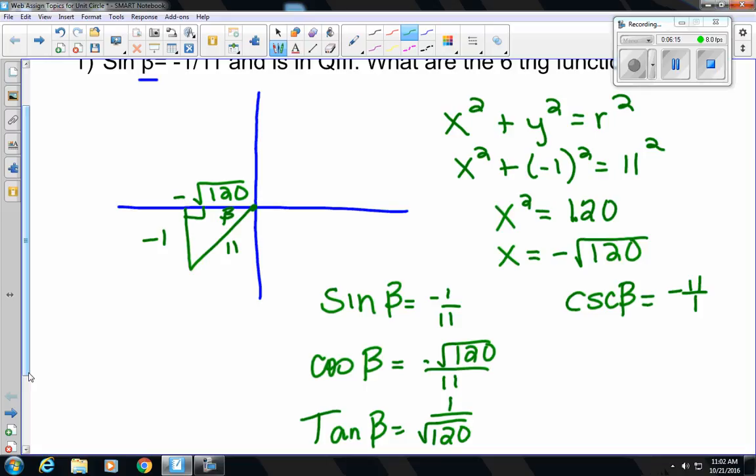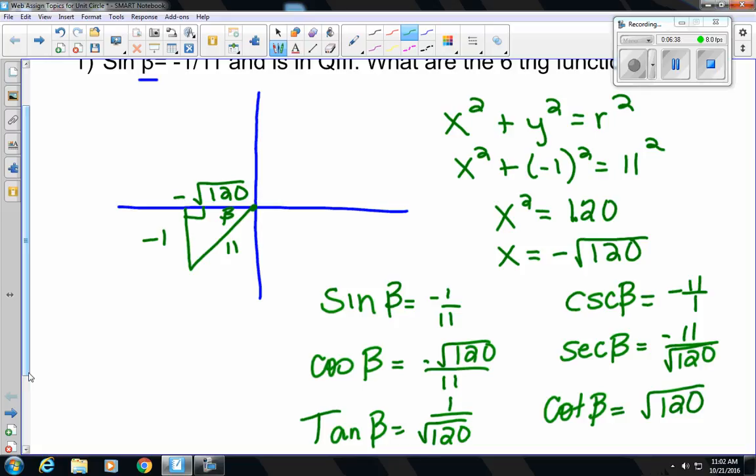All right, what about secant? 11 over negative 11 over 1 square root. Okay, so if the sign for cosine was negative, then the sign for secant is negative. And then we have cotangent of beta. It's just the square root of 120.